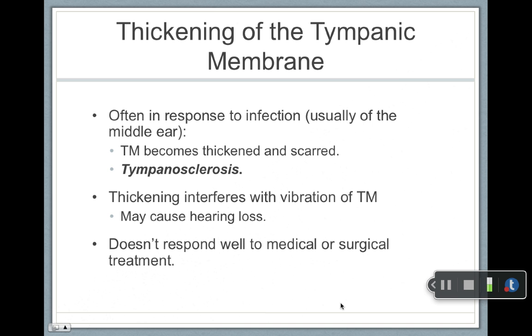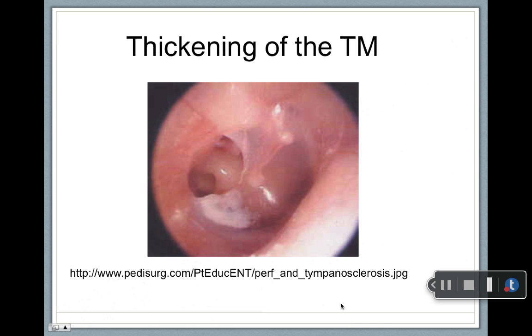Thickening of the tympanic membrane could also cause a hearing loss. In response to infection, usually of the middle ear, the tympanic membrane becomes thickened or scarred, and this is called tympanosclerosis. The thickening interferes with the vibration of the tympanic membrane. It could cause a hearing loss, and it doesn't respond well to medical or surgical treatment. So if a child has had lots of ear infections and lots of PE tubes, they could get tympanosclerosis, a thickening of the tympanic membrane, and it just doesn't work as well as it had originally.